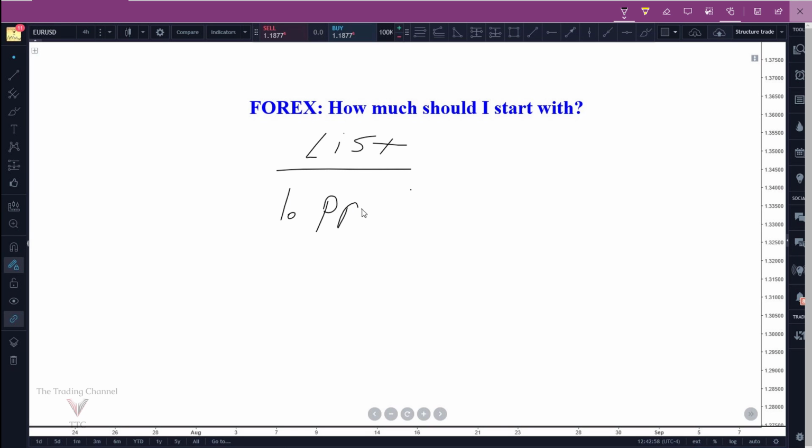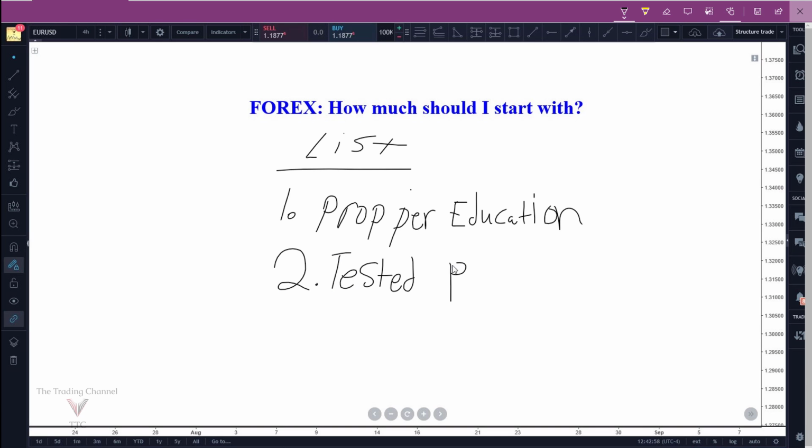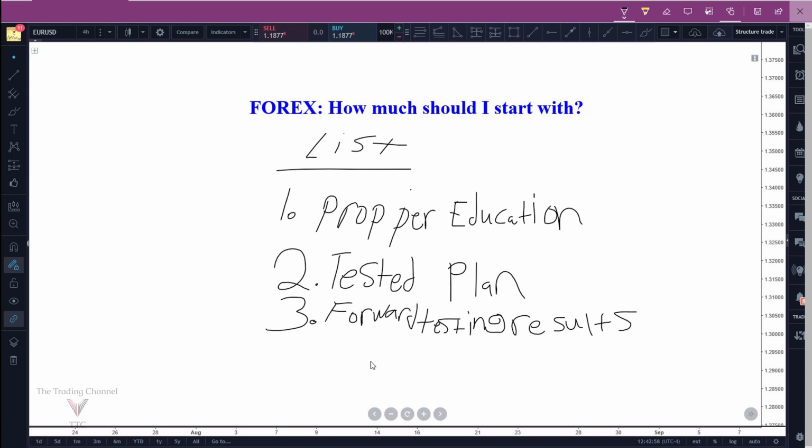Your list of things that you need to see out of yourself before you can open a live account may be something like this. You need to have proper education, and you need to have a properly tested trading plan, including money management, risk management, all of the above, before ever opening a live account.